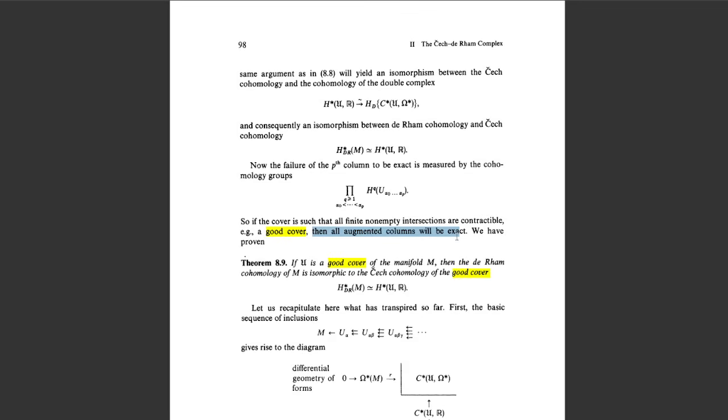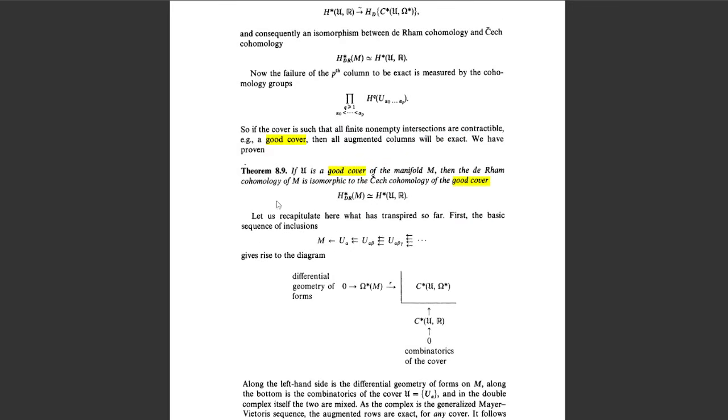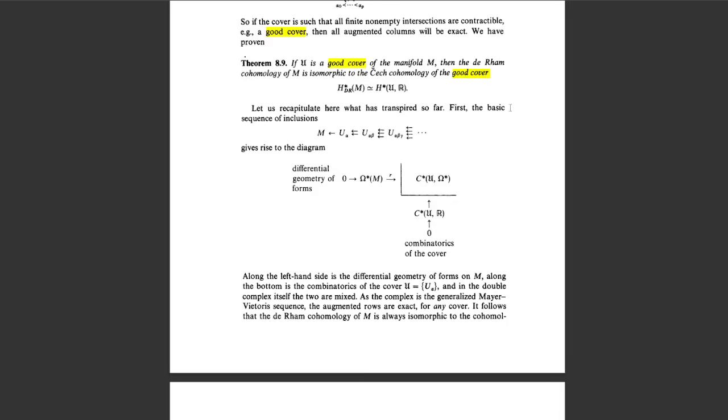Okay, so if U is a good cover of the manifold, then the de Rham cohomology is isomorphic to the cohomology of the good cover. I don't know where the definition of the good cover is. My control F is being so laggy, but basically you're just covering a manifold with open sets where every non-empty finite intersection is smoothly contractible.